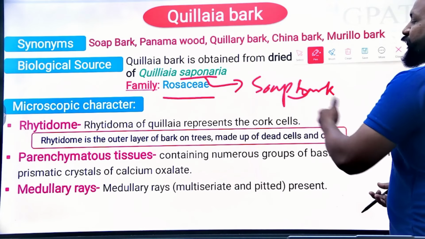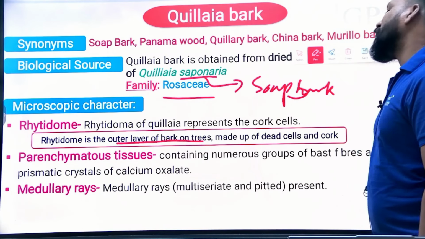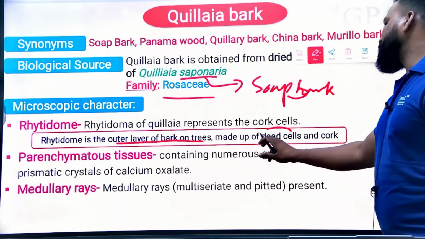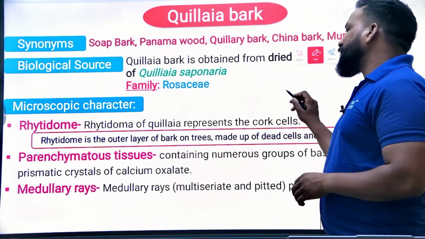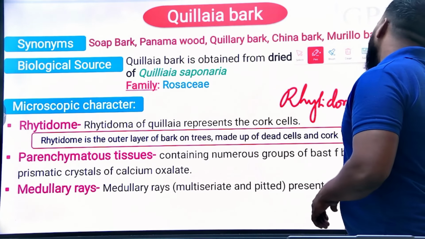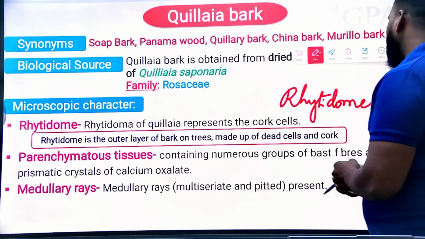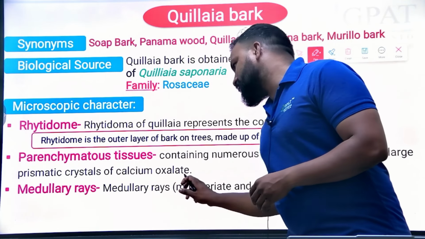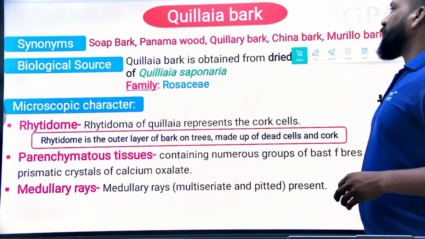A rhytidome of Quillaia represents the cork cells, which means a rhytidome is the outer layer of the bark on trees made up of dead cells and cork. Very, very important, a special feature of Quillaia bark, that is rhytidome. Clear? And yes, parenchymatous tissues containing numerous groups of bast fibers and large prismatic crystals of calcium oxalate, and it contains medullary rays.